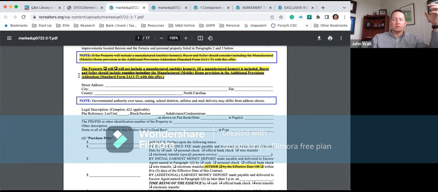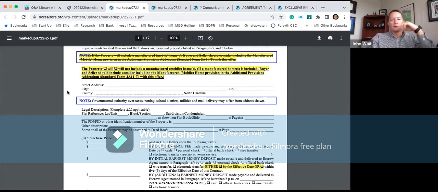A subsection of the Forms Committee is the Joint Forms Task Force. The Joint Forms Task Force is actually a joint committee between members of the Forms Committee and members of the North Carolina State Bar Real Property Section. And so they have their own meetings and go through all the changes.